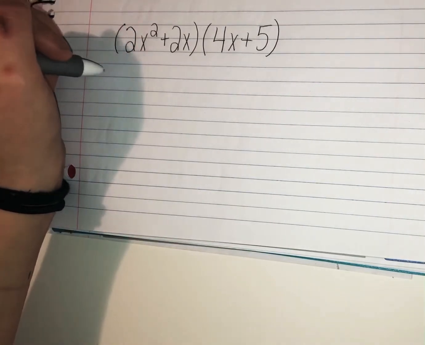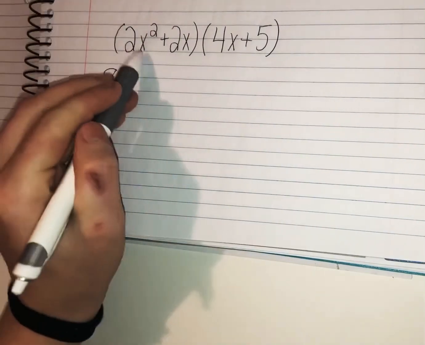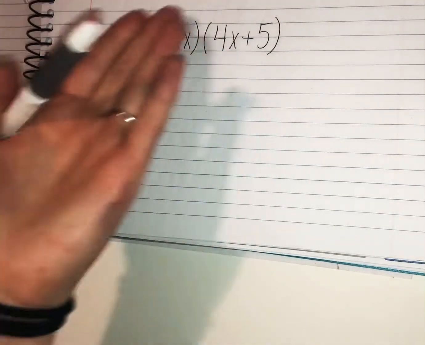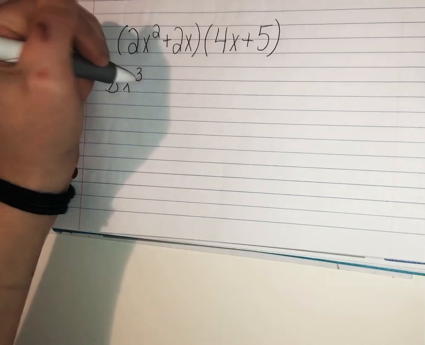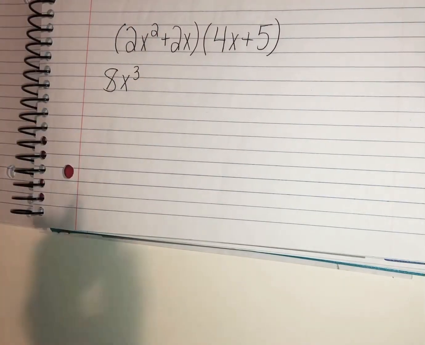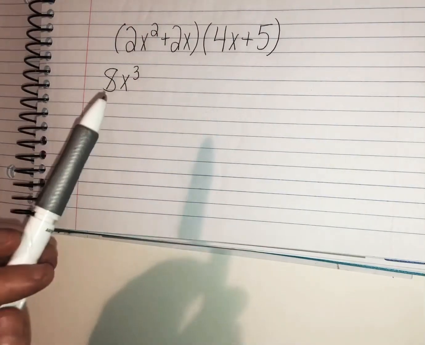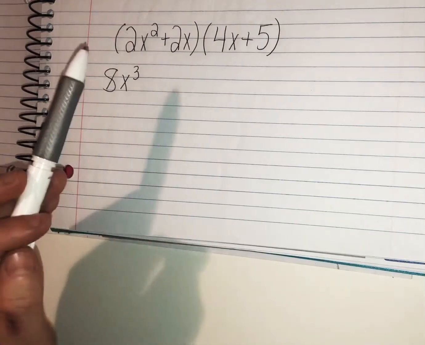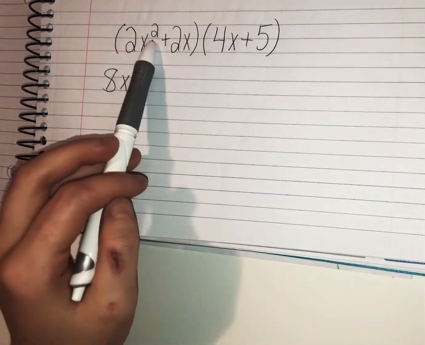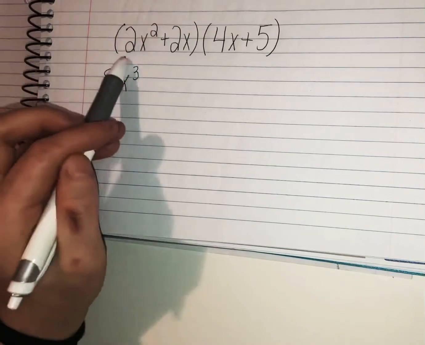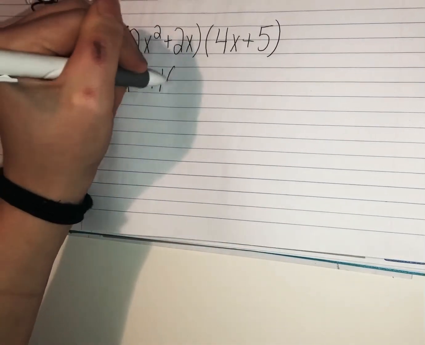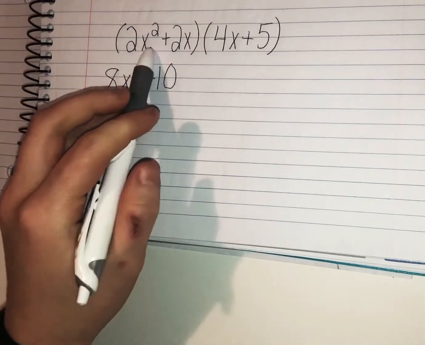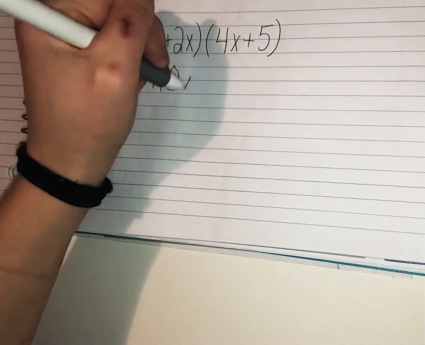2 times 4 is 8. And x squared times x, we just add another x along to that x squared, which will make it x to the third. Our second step is to multiply the two outer terms, so that would be 2x squared and 5. So we'll do 2 times 5, which gives us positive 10. And we just keep that x squared.